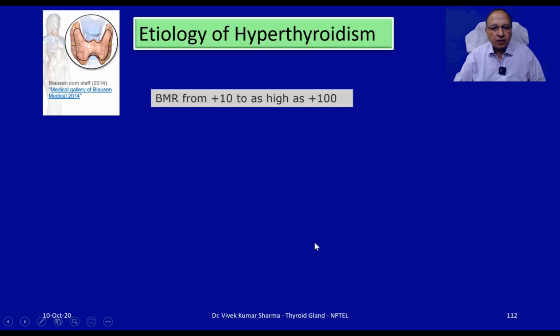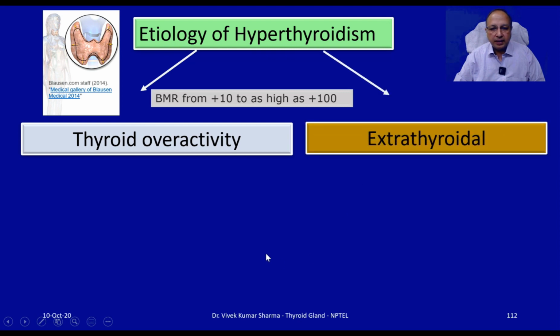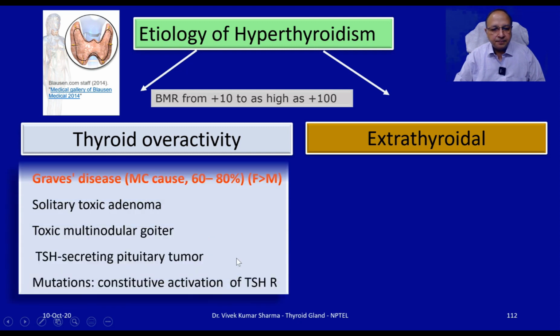So what is the etiology of hyperthyroidism? There is a rise in the basal metabolic rate from plus 10 to as high as plus 100. It is due to thyroid overactivity, or it can be due to an extrathyroidal origin of the pathology. One of the reasons for thyroid overactivity can be Graves' disease, which is one of the commonest causes of hyperthyroidism, 60 to 80% of cases.